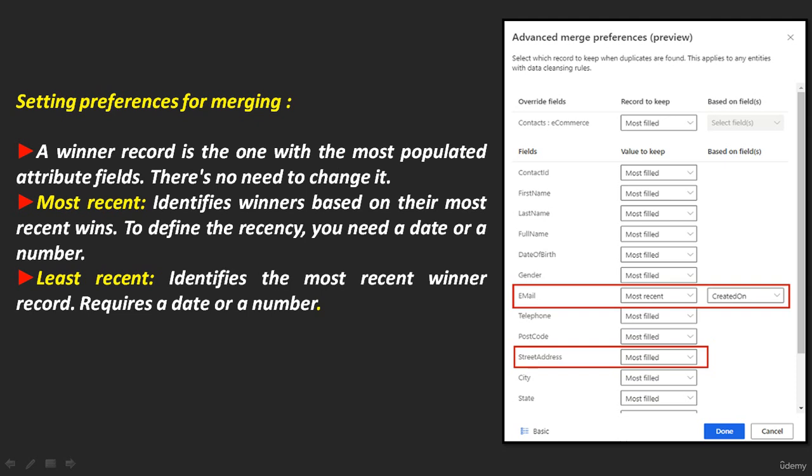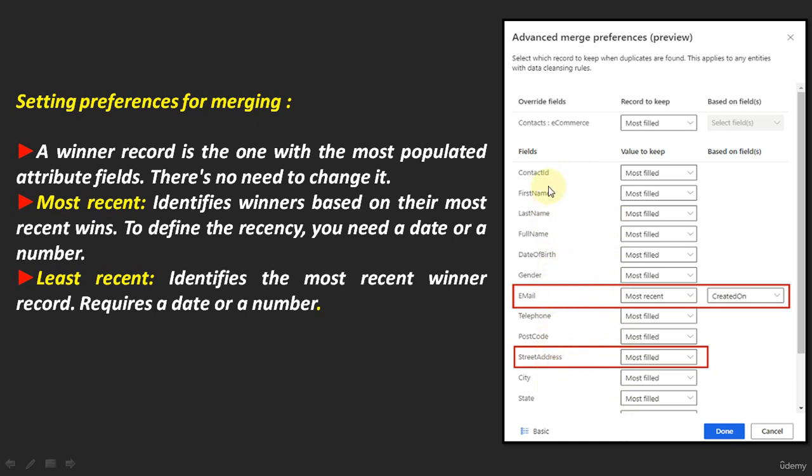Most recent means identify the winners based on their most recent wins. To define the recency, you need a date or a number. The least recent means identify the oldest winner record, and it requires a date or a number here. Select advanced at the bottom of the pane to define merge preferences on individual attributes. Keeping the most recent email and the most complete address from different records is an option. Identify which options to use for each attribute by expanding the entity. Recency based options also require a date or time field to define the recency mode.